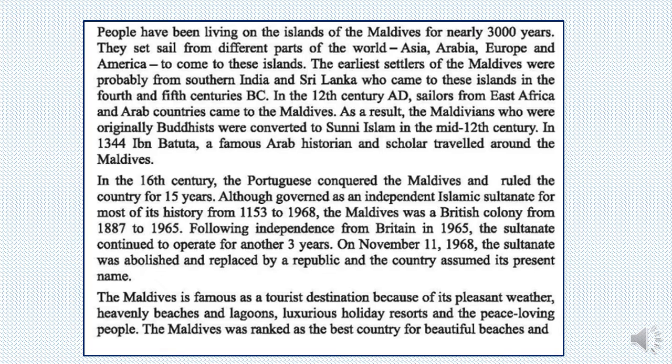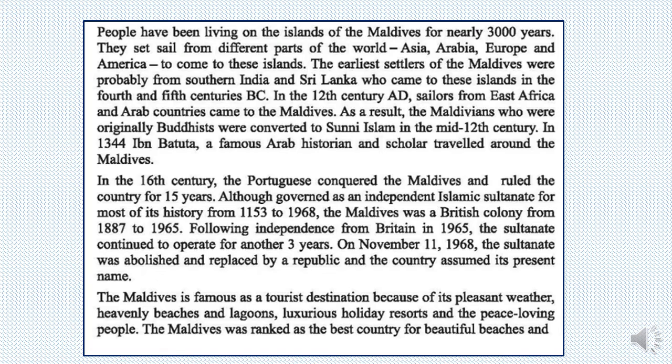In the 12th century AD, sailors from East Africa and Arab countries came to the Maldives. As a result, the Maldivians, who were originally Buddhist, were converted to Sunni Islam in the mid-12th century. In 1344, Ibn Battuta, a famous Arab historian and scholar, travelled around the Maldives.